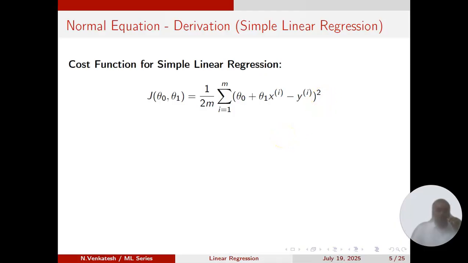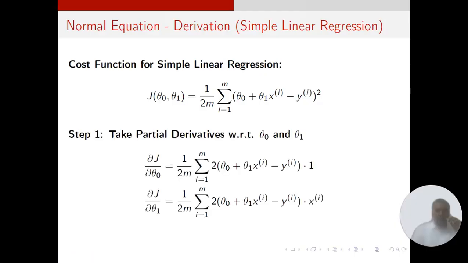Okay, so first you take the derivative with respect to theta naught. So dou J by dou theta naught, and it is in the form of x square. Derivative of x square is 2x. And theta naught has a coefficient 1, so we'll get a 1 here. Similarly dou J by dou theta 1, and theta 1 has a coefficient x i, so we'll get x i. The remaining terms are 0 because they are independent of theta 1. So we have this.